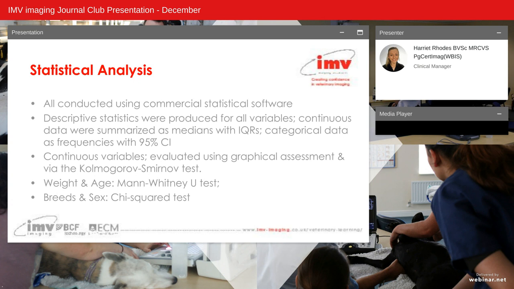For continuous variables such as age and weight, normality was evaluated using graphical assessment and via the Kolmogorov-Smirnov test. Differences in weight and age for medullary rim sign cats and controls were evaluated using the Mann-Whitney U test. And differences in the proportions of breeds and sexes between the groups were assessed using the chi-squared test.